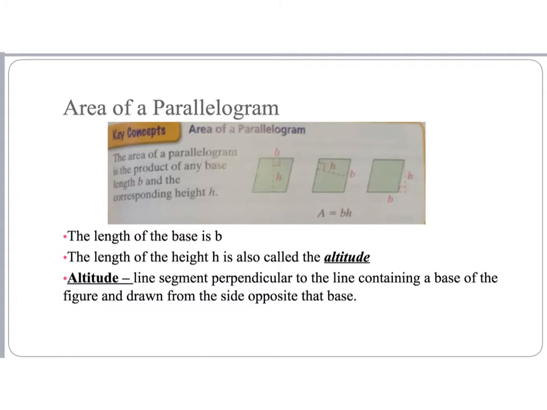It says the length of the height h is also called an altitude. So you'll hear that term sometimes when you're dealing with geometric shapes, is the altitude of an object really means that it's the height, okay?